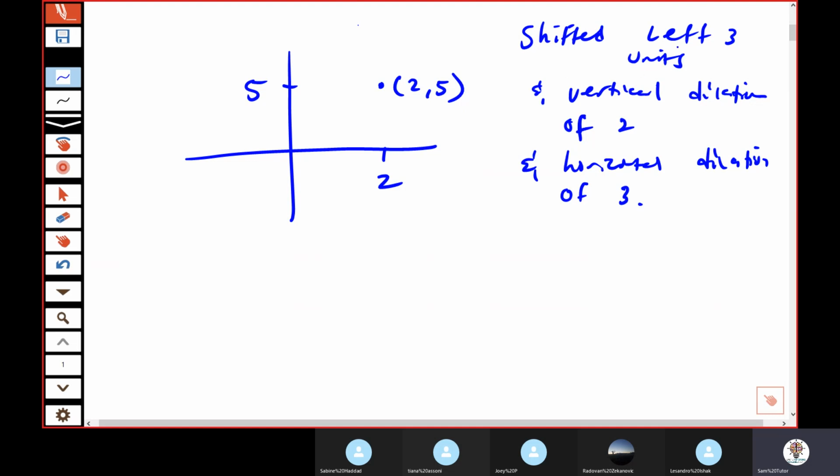So shifted left 3 units, so 1, 2, 3. Negative 1, 5. We agree with that? What's up? How come? Okay, but it starts at 2 and 5. X is 2, Y is 5. If I told you move this thing left 3 units, I hope you would have gone there. But that's it. For shifted left 3 units.